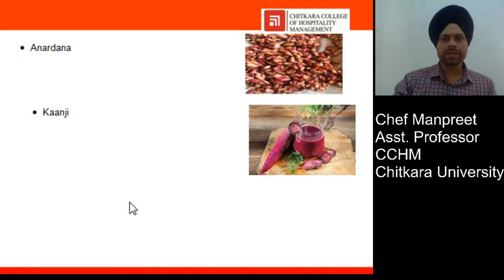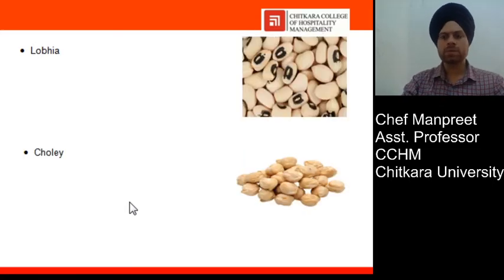Kanji is a kind of beverage which is drunk by people in Punjab after eating food, because it acts as a digestive. It is prepared with black carrots, which are found in the market from January till March. Lobia is also known as black eyed beans, and these are used for the preparation of lobia masala, which is tempered. First we have to boil it and then it is tempered with OT masala, onion and tomato masala.